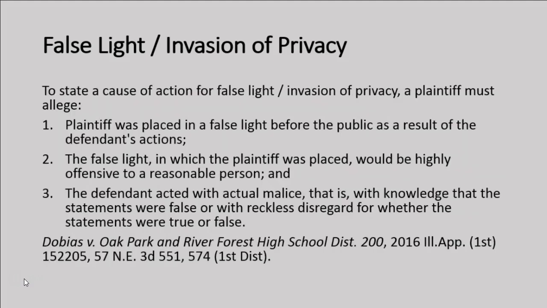To state a cause of action for false light invasion of privacy, a plaintiff must allege, 1, that the plaintiff was placed in the false light before the public as a result of the defendant's actions. 2, the false light in which the plaintiff was placed would be highly offensive to a reasonable person. And 3, the defendant acted with actual malice.